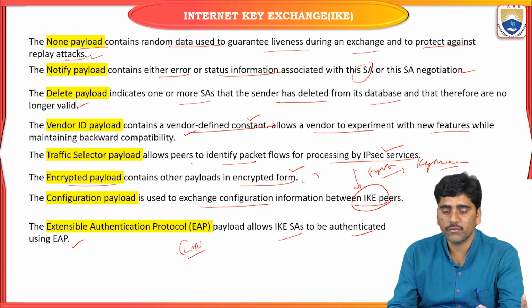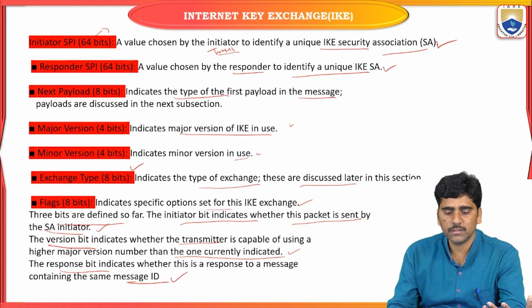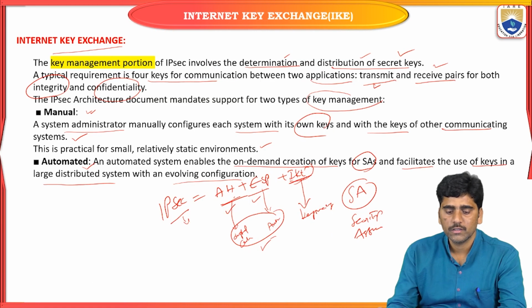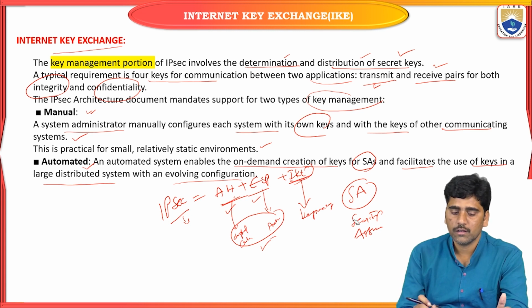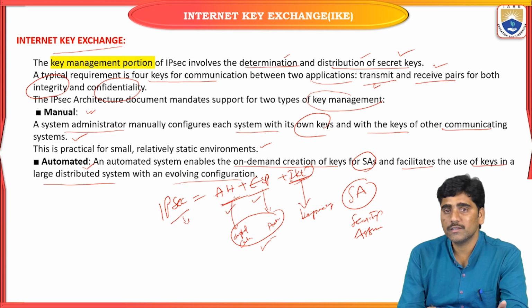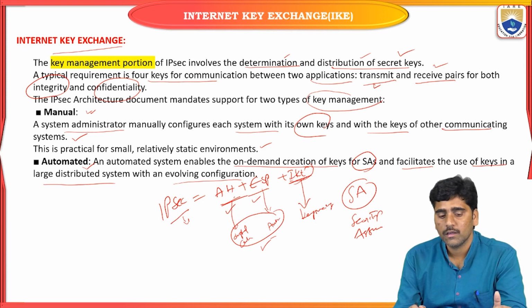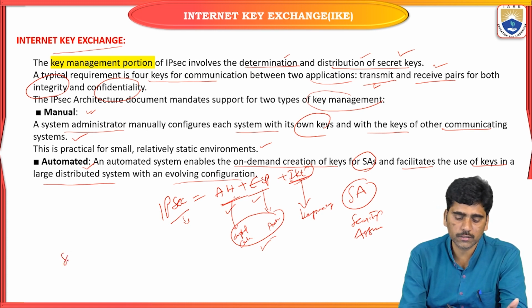So once again we'll revise this topic. What are the topics we discussed in this Internet Key Exchange mechanism? The first one is what is meant by Internet Key Exchange. There are different ways of generating keys: public keys, private keys, all generated in both a manual way as well as an automated way. The key management portion of IP security involves the determination and distribution of secret keys. So secret keys are generated.